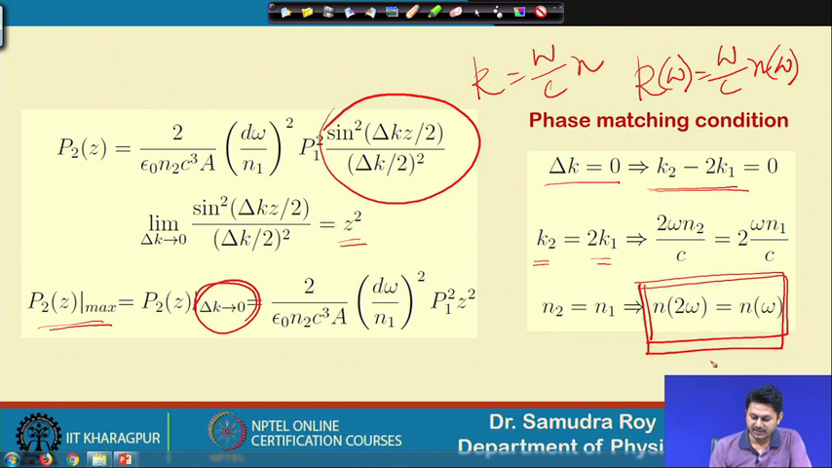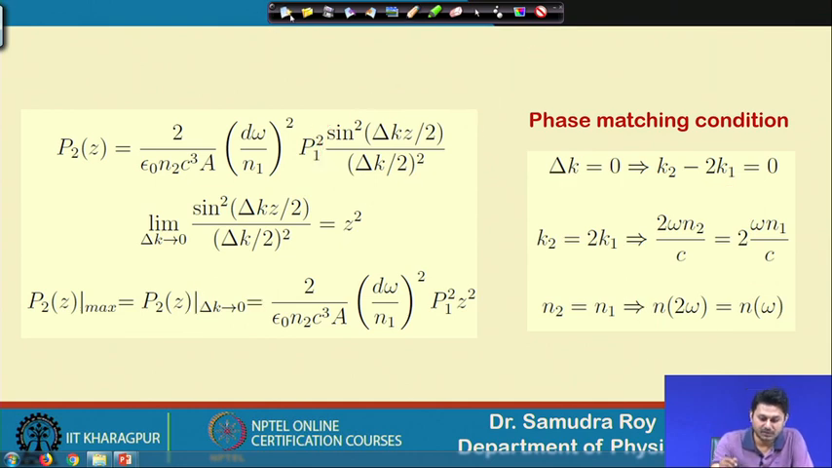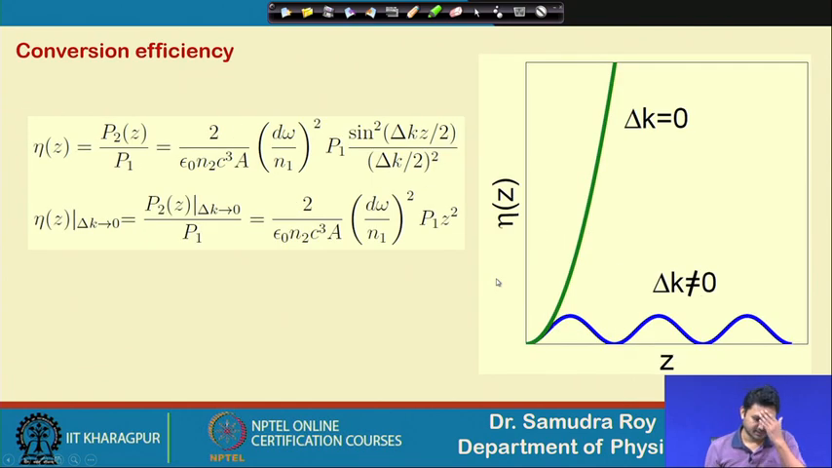So, this is a very critical condition, and normally we do not have this condition because of the dispersion property. We will discuss it later, but at this point you should know that if we achieve this condition somehow, we can maximize the power conversion. So, the second harmonic power will be converted more efficiently under this condition.